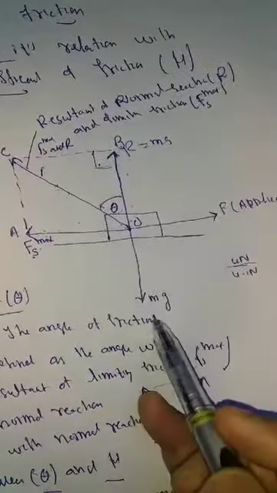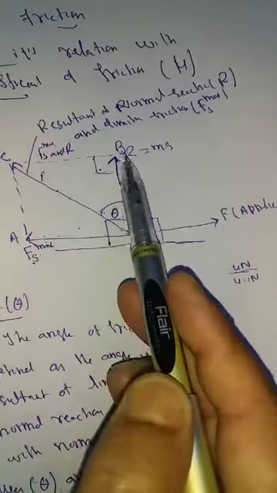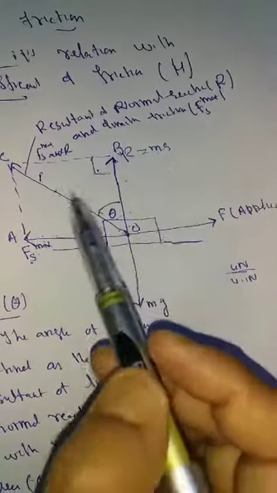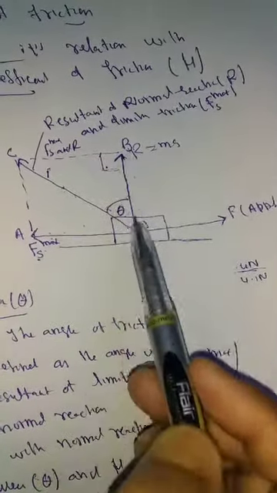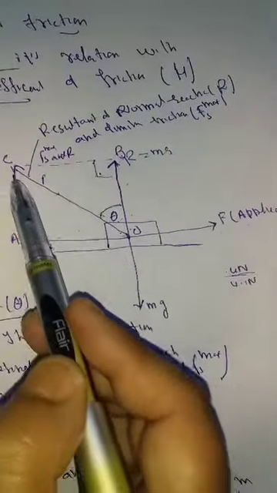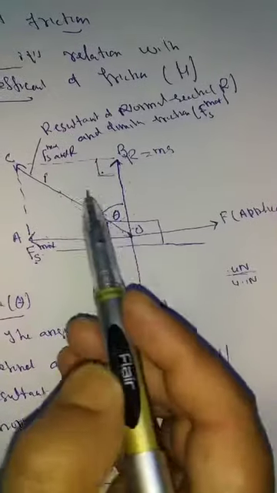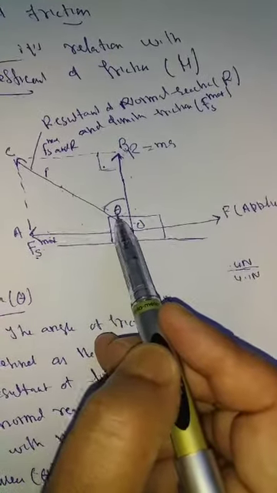We know that there are two more forces: weight is applied downwards and it gives a reaction in the upward direction. This is called the normal reaction. When we find the resultant of these two vectors, how can we find it? By the parallelogram law of addition of vectors, we can complete a parallelogram. This is the diagonal, this is the resultant. That means this angle is called the angle of friction.